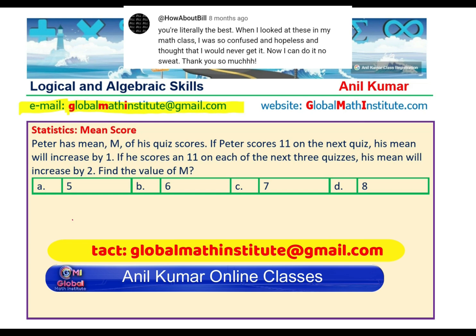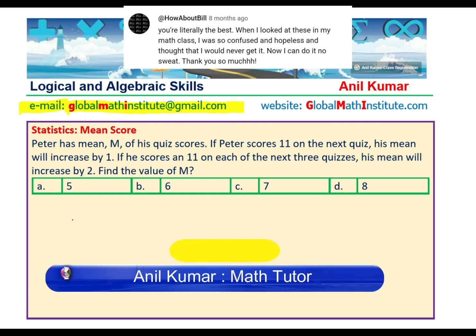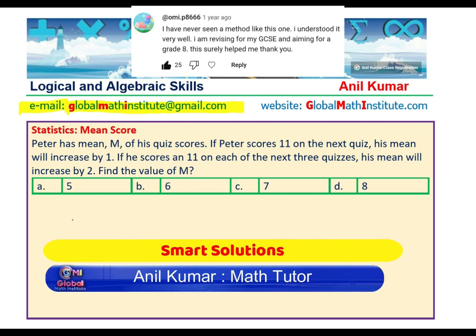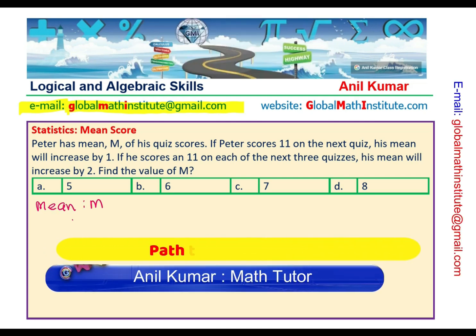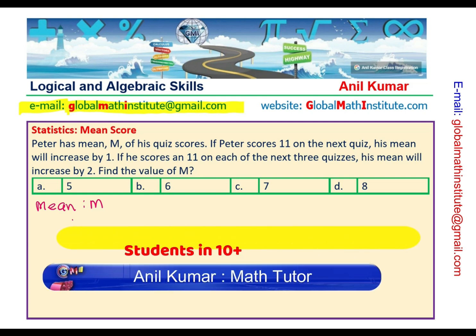So let's read the question once again. Define our variables. We're saying Peter has a mean of M. So we have mean value of M of his quiz scores. If Peter scores 11 on the next quiz, his mean will increase by 1.